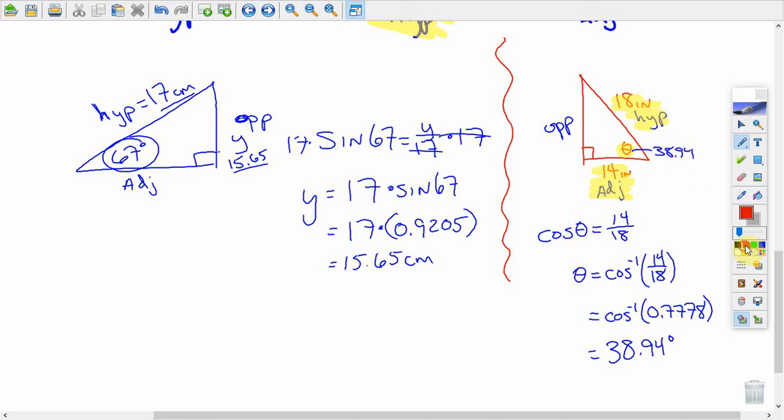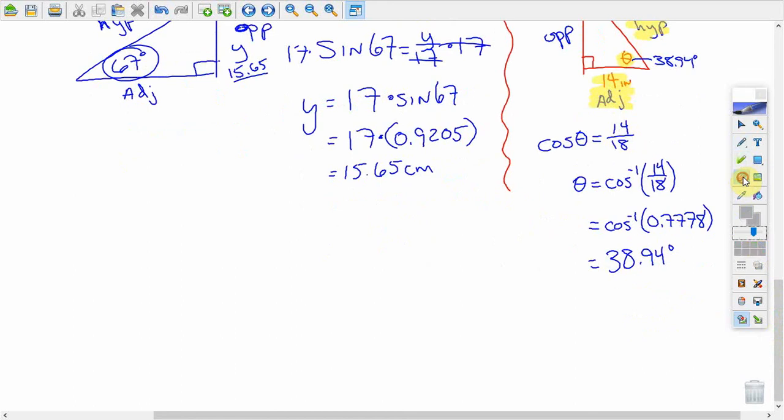So we know this is 38.94. If we wanted to find this angle right here, we could subtract 38.94 from 90, because we know that the two acute angles have to add up to 90. So then this would be 51.06 degrees. Those are both degrees.